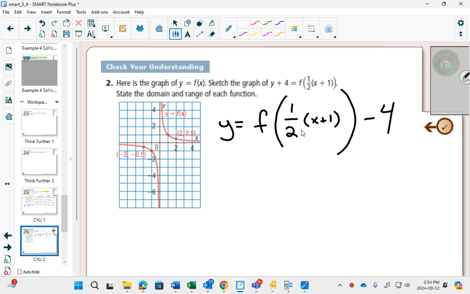Now labeling things. Can you see this will be inside, horizontal, stretch or compression? Stretch. The 1. Do you see it's already in factored form? So this is good. We can say this is going to be a horizontal translation. And the minus 4 will be a vertical translation.